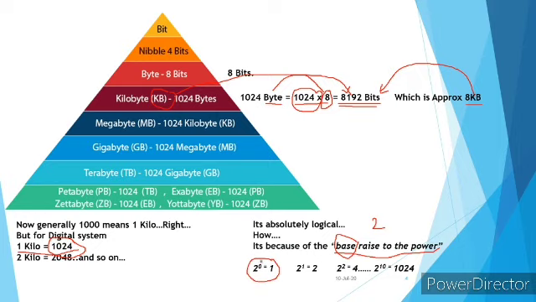So we have discussed this. Anything raised to 0 is 1, right? Then 2 raised to 1 is 2. Then 2 raised to 2, so 2 square is 4. Then 2 raised to 3 is 8.